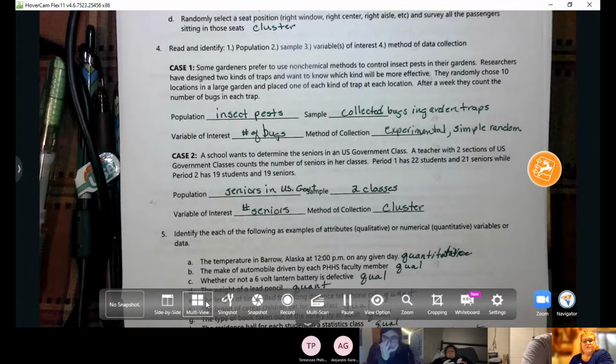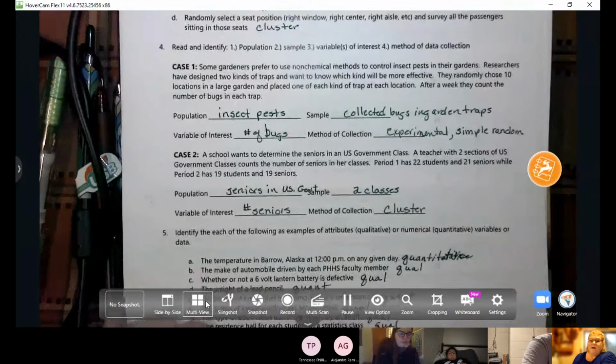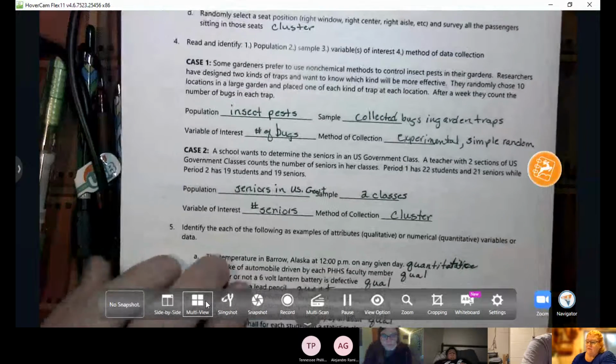non-chemical methods to control the insects in their gardens. The researchers have designed 2 kinds of traps. They want to know which trap will be more effective. So they randomly choose 10 locations in a large garden and place 1 kind of each trap in each location. And after a week, they count the number of bugs in each of the traps.